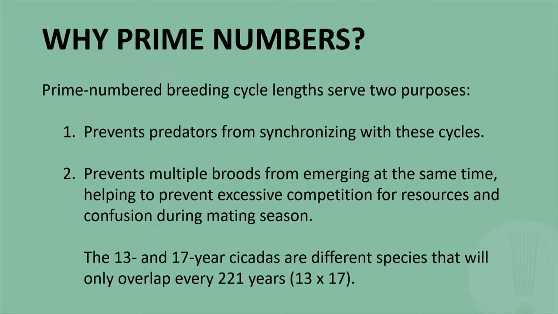So sometimes I get ahead of myself. So yeah, it looks like the 13 and 17 year cicadas are different species that only overlap every 221 years.